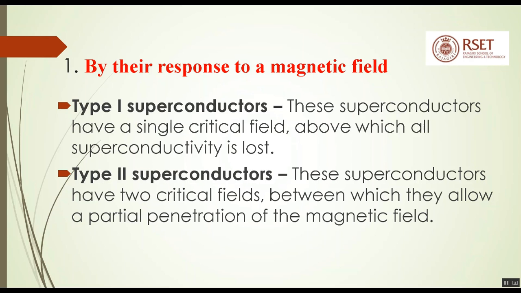Type 2 superconductors have two critical magnetic fields between which they allow a partial penetration of the magnetic field. Thus, the type 2 superconductors show three different possible states of existence, namely a superconducting state, a mixed state, and a normal state, as the strength of the externally applied magnetic field increases gradually.